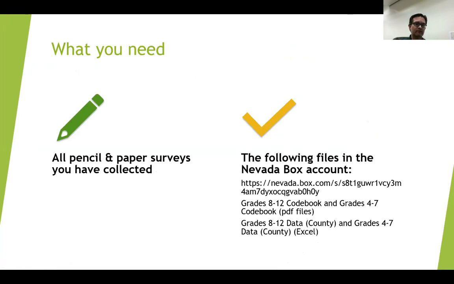Then you need to go to our Nevada Box account, which was sent to everybody on, I believe, September 24th. The URL to the Nevada Box account is here, and that's basically just a box where we have files that you can use. There are 4 files. You'll need a code book for either grades 8 through 12 or grades 4 through 7. And then you'll need the Excel file, which is the data. It says grades 8 through 12 data, and then it's got county. So you'll need 2 of those, 1 of each.